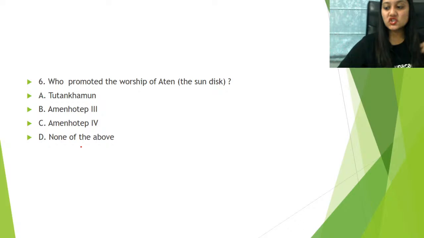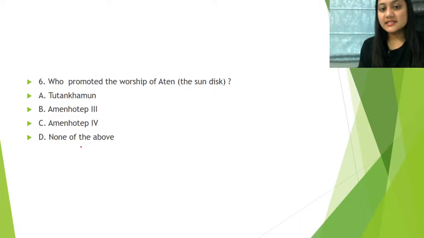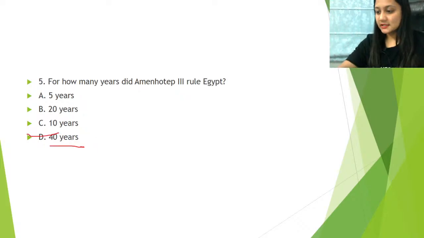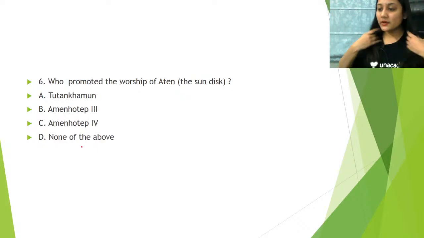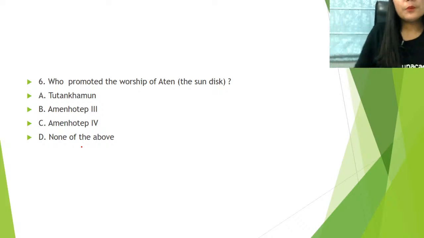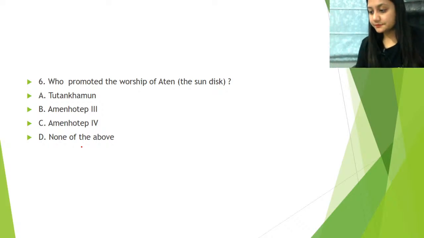Here goes the next question. Question number 6. It is, who promoted the worship of Aten, the sun disk? Tutankhamun, Amenhotep 3, Amenhotep 4, or none of the above? What do you think? Oh yes, Nidhi and Ankit, that was D. What about this question? Who promoted the worship of Aten?